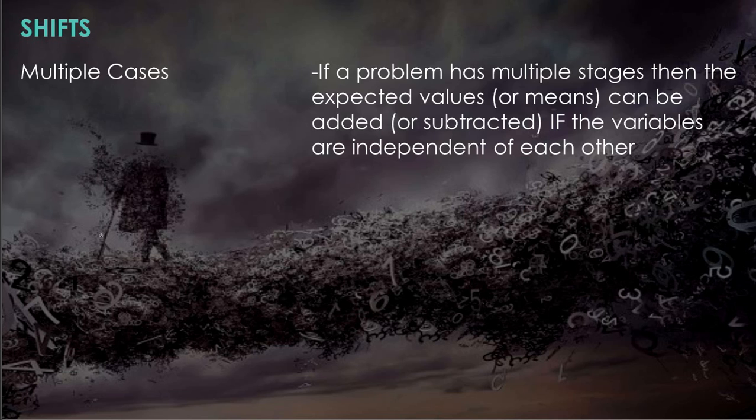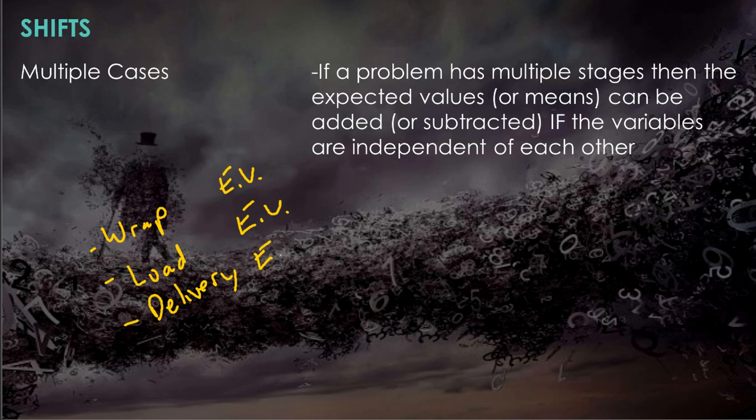Like we might need to wrap up the package. And then after we wrap up the package, we have a loading stage. And then perhaps we have the actual delivery stage. Each one of these would have their own time variables, their own expected values for time. And so the question would then be, what is our expected value to actually do all of these steps? Is there a way we could figure that out if we know these individual things?